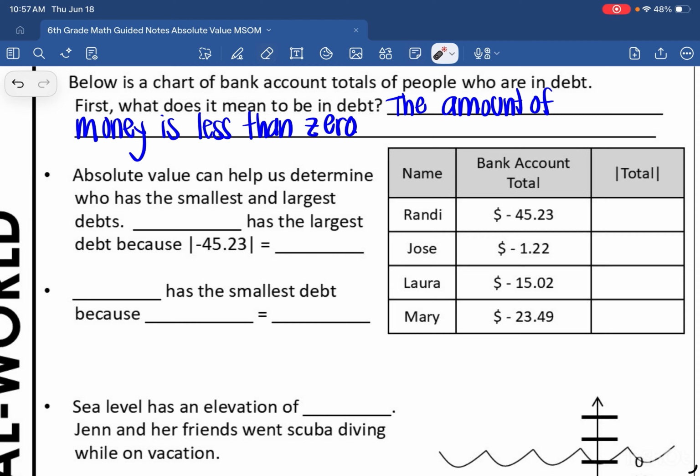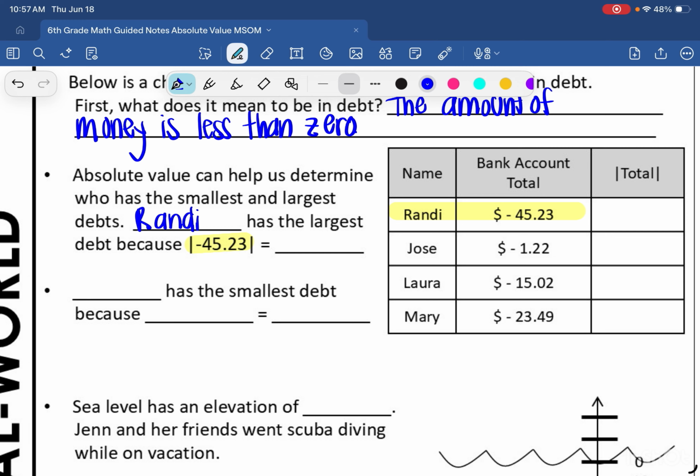And if we look right here, Randy has the largest debt because the absolute value of 45.23 is furthest from zero. An absolute value of negative 45.23 is 45.23. Who has the smallest debt? The smallest debt is going to be Jose because that is the closest number to zero. Absolute value of negative 1.22 equals 1.22. So let's go ahead and figure these out.